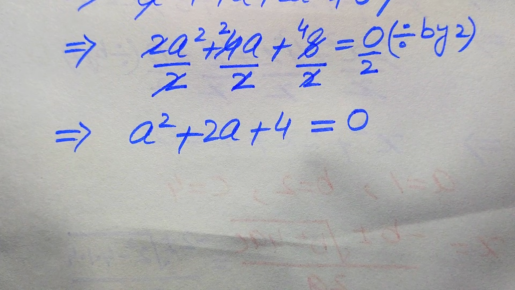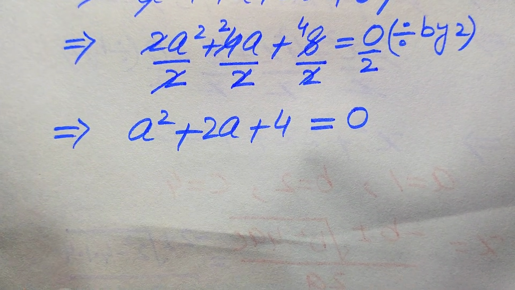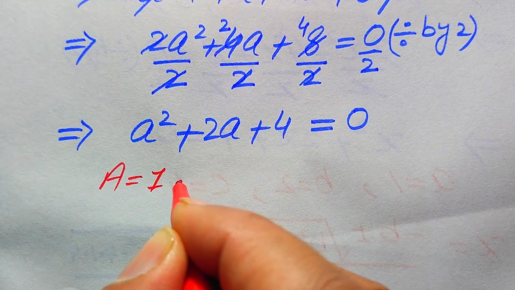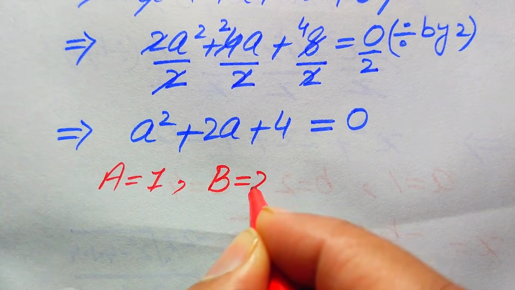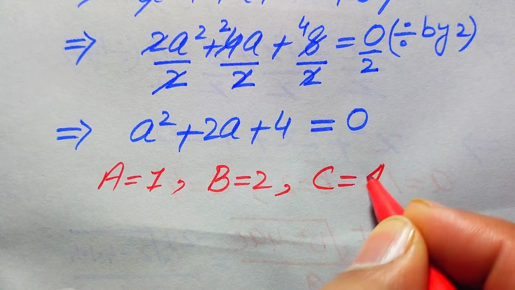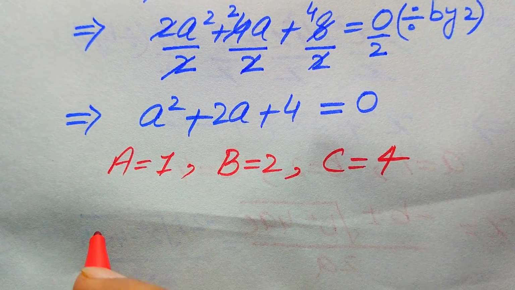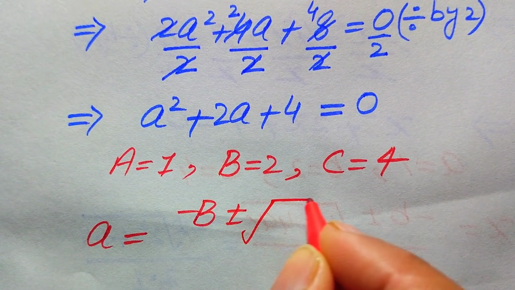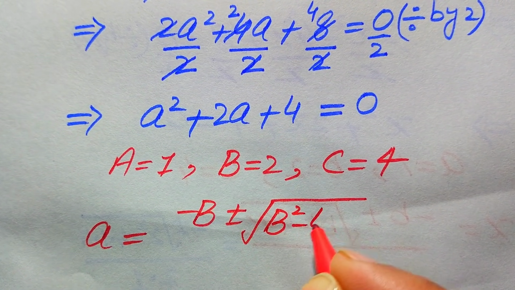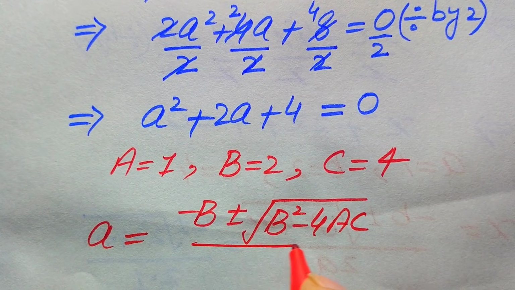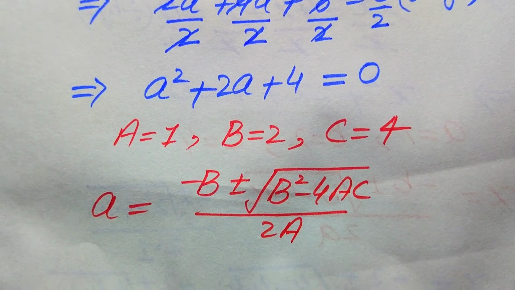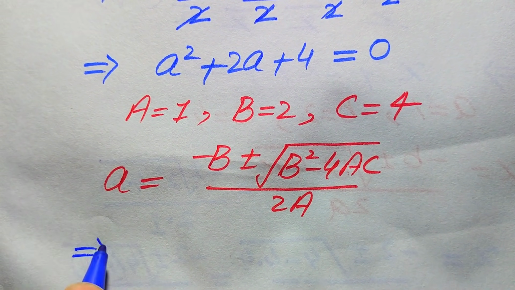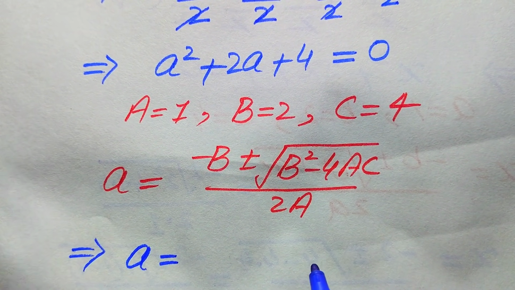So finally we obtain that the given equation becomes a quadratic equation with variable a. So here we apply the quadratic formula to solve this quadratic equation. For this we first write the coefficients of this equation: a equals 1, b equals 2, and c equals 4. And we state the quadratic formula as a equals minus b plus minus square root of b square minus 4ac, divided by 2a. This is our quadratic formula, and here we substitute all the values of a, b, and c in this formula.